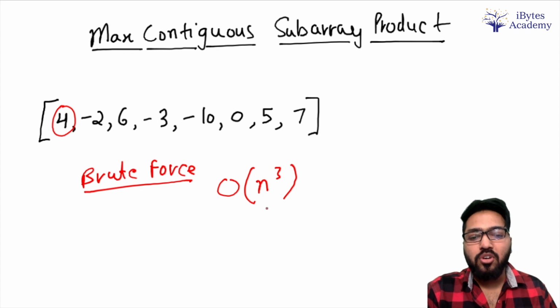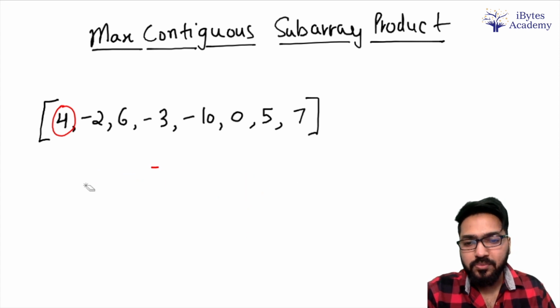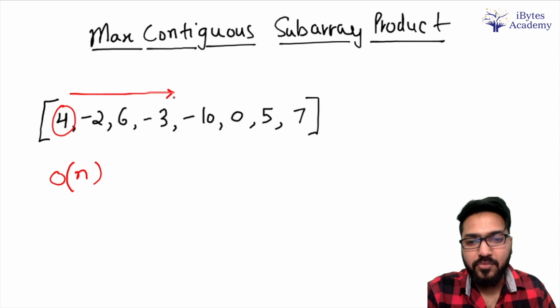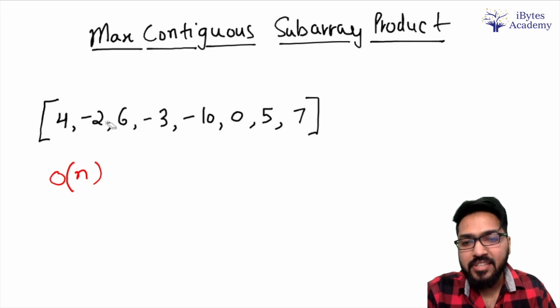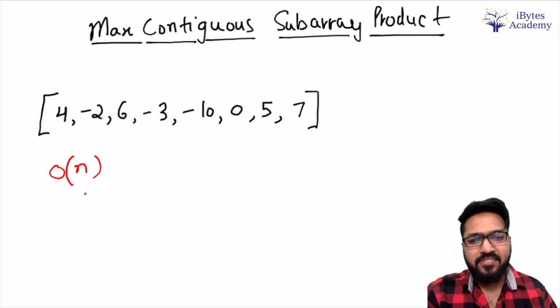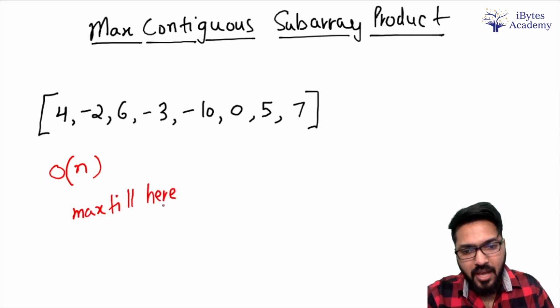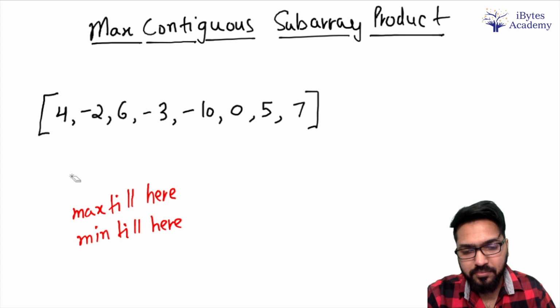Looking at the better solution now, we are going to try to solve this in O(n). That is, we are going to try to solve this in a single pass of the array. Let's try and understand what we are going to do. For this, we are going to take two variables, max till here and min till here. Now just try to understand what these two variables mean.